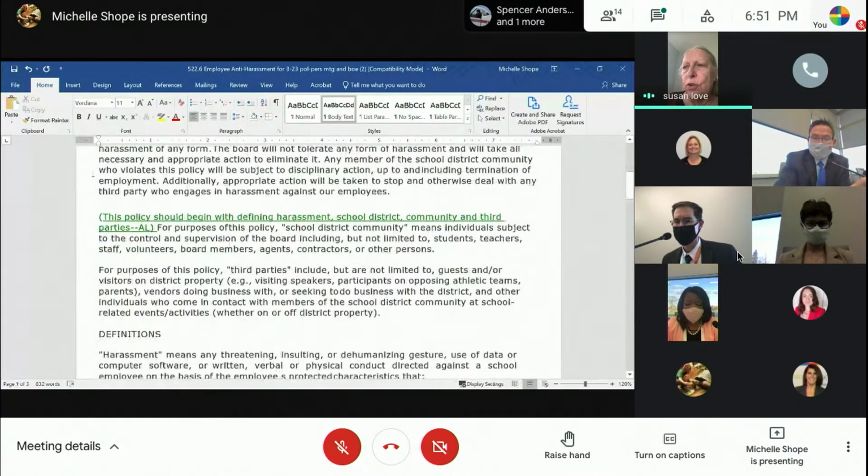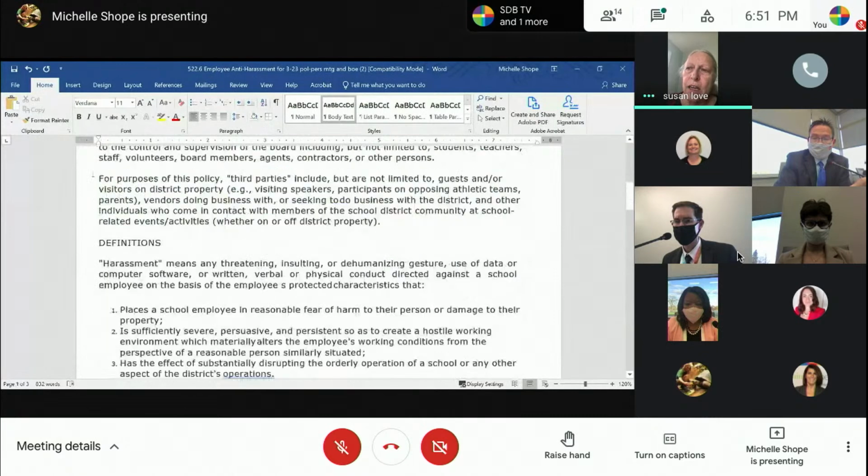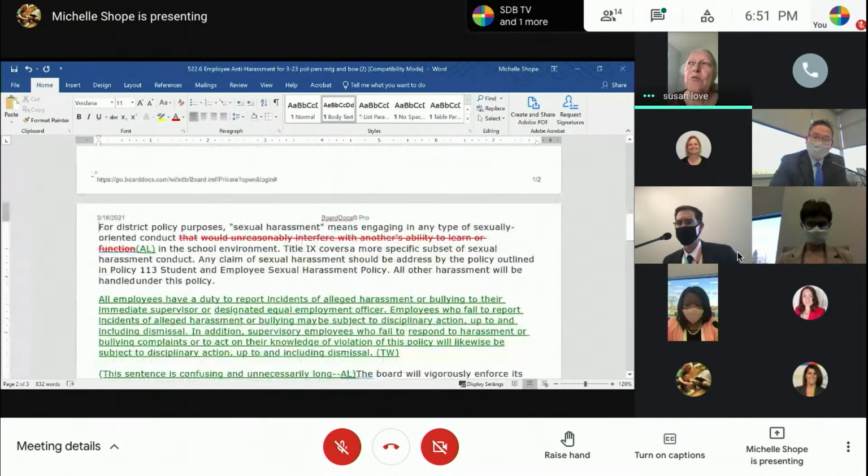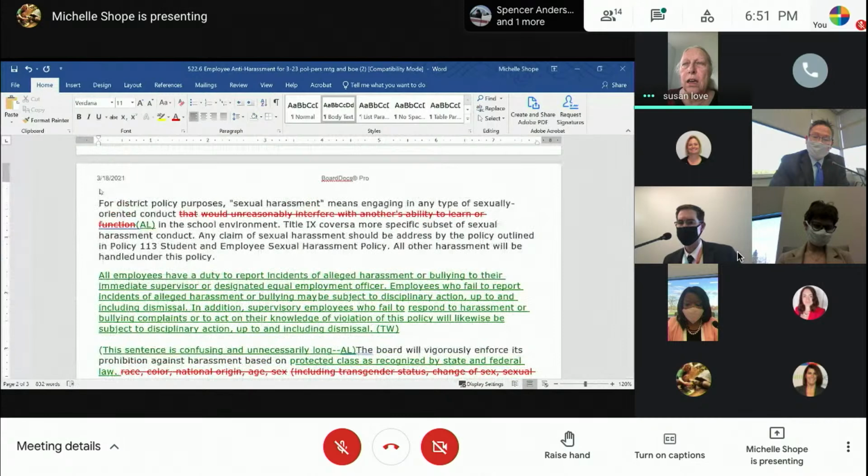I'm not sure that you want to remove that, because sexual harassment, I mean, you may have policies that prohibit any sexually oriented conduct, but sexual harassment is a legal phrase that does require unreasonable interference and if it's applying to employment, it's unreasonable interference with their job. If it's with a student, it's their ability to learn or function in the school environment. And so I think you want to leave that stricken sentence in for that reason.